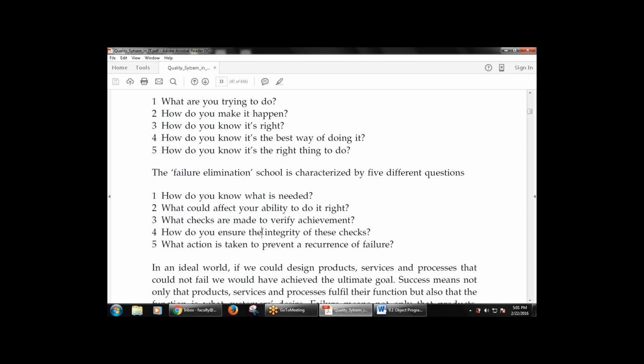Then what action is required or taken to prevent a recurrence of the failure? So for example, if the failure occurs again and again, then how do you prevent the reoccurrence of the failure? That is the failure elimination.